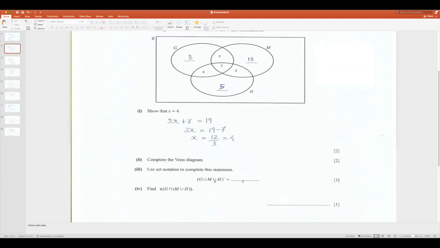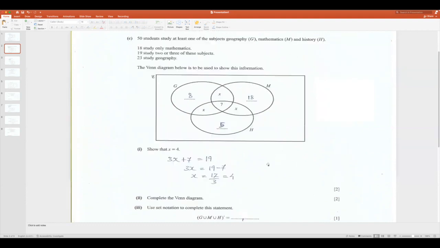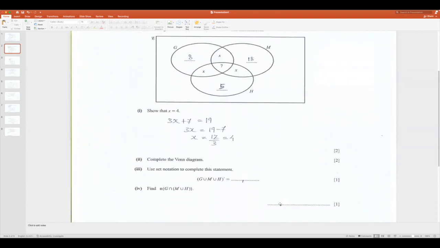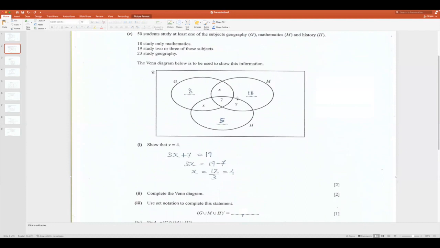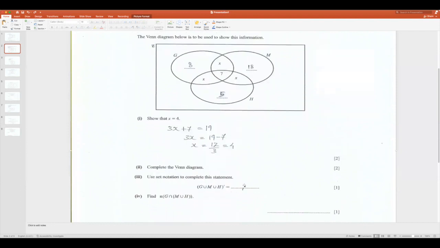Use set notation to complete this statement. Given (G union M union H) dash, that means outside of this, nothing is there. So it is an empty set, otherwise the null set. It's given 50 students study at least one, so outside no one is there. So everybody studied at least one subject from this. So this is the null set.